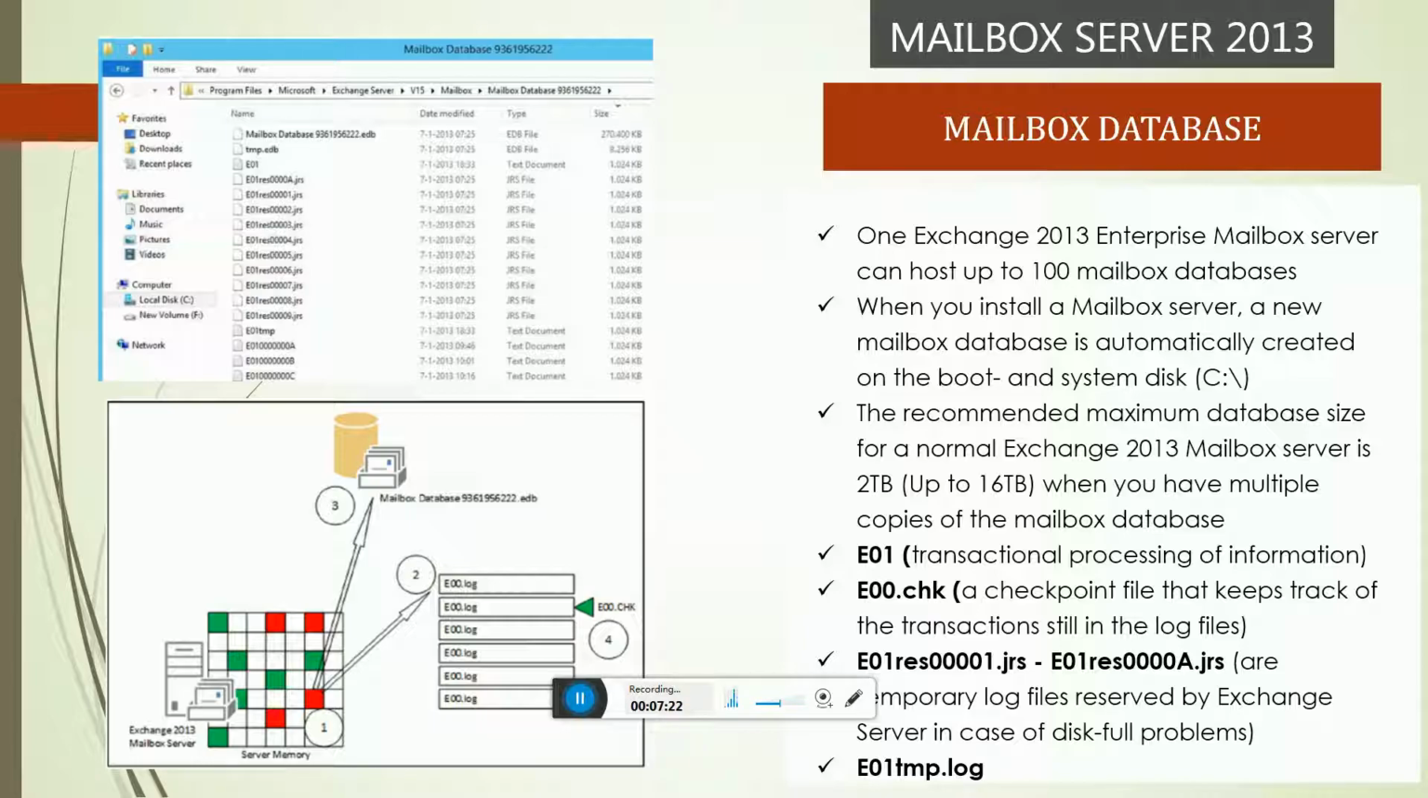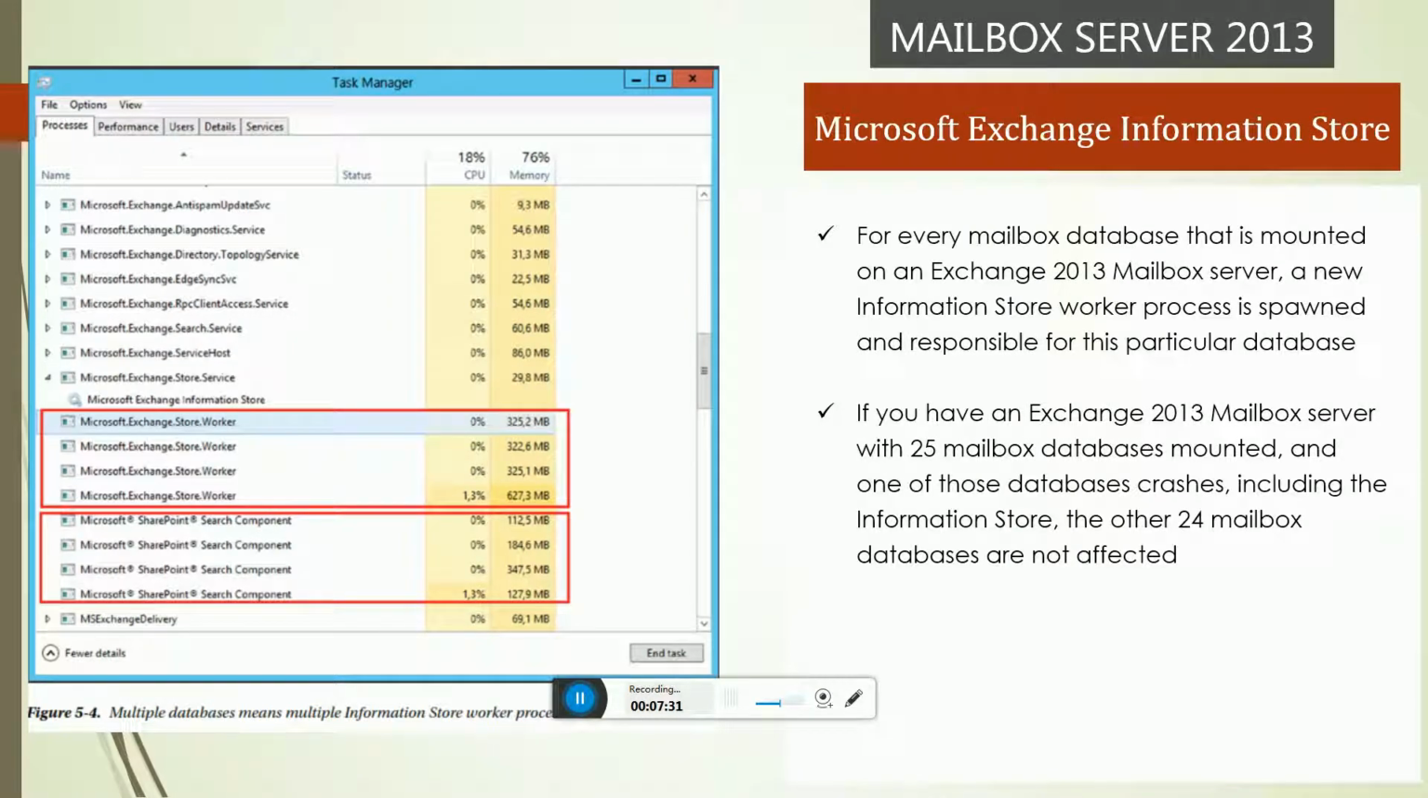E01 transaction logs process information, and E00 checkpoint keeps track of transactions. This is the Microsoft Information Store on the Exchange Server 2013 mailbox server. It is a particular database: if you have 25 mailbox databases mounted and one database fails, the other 24 mailbox databases are not affected.